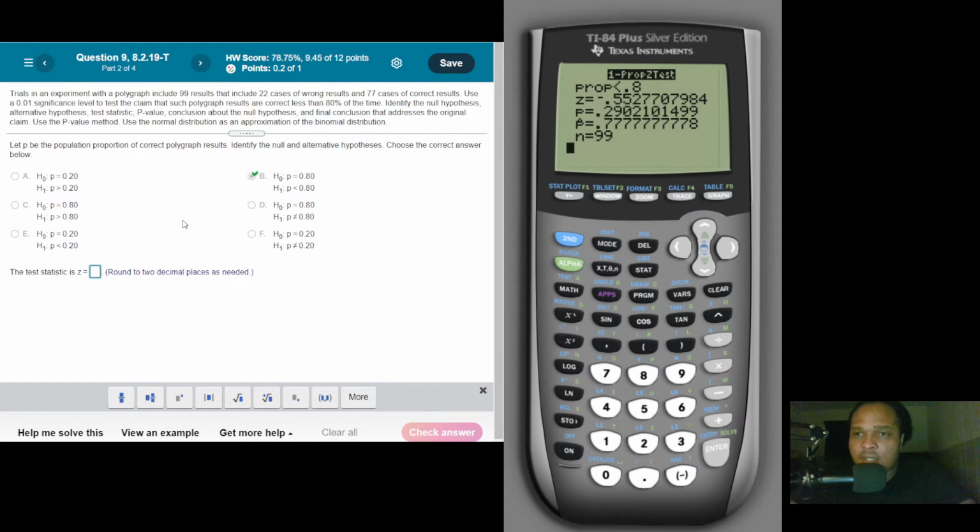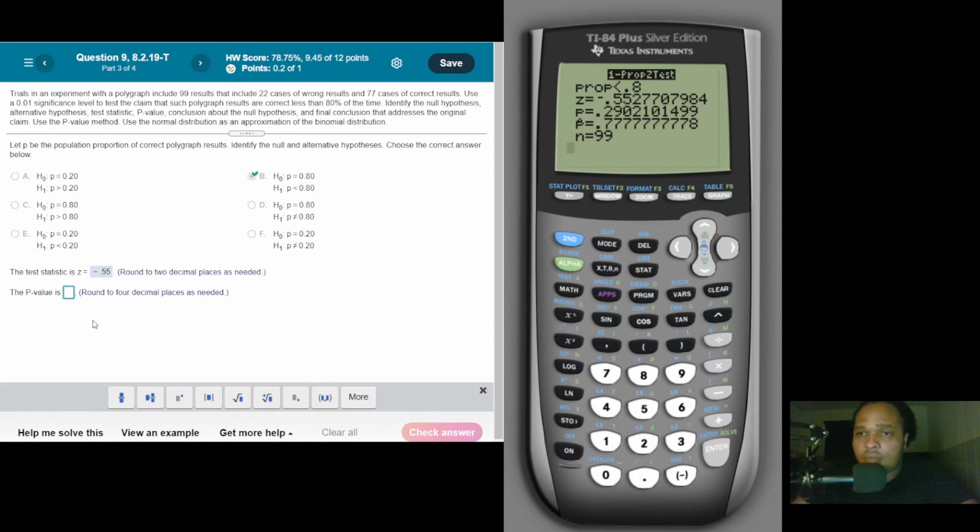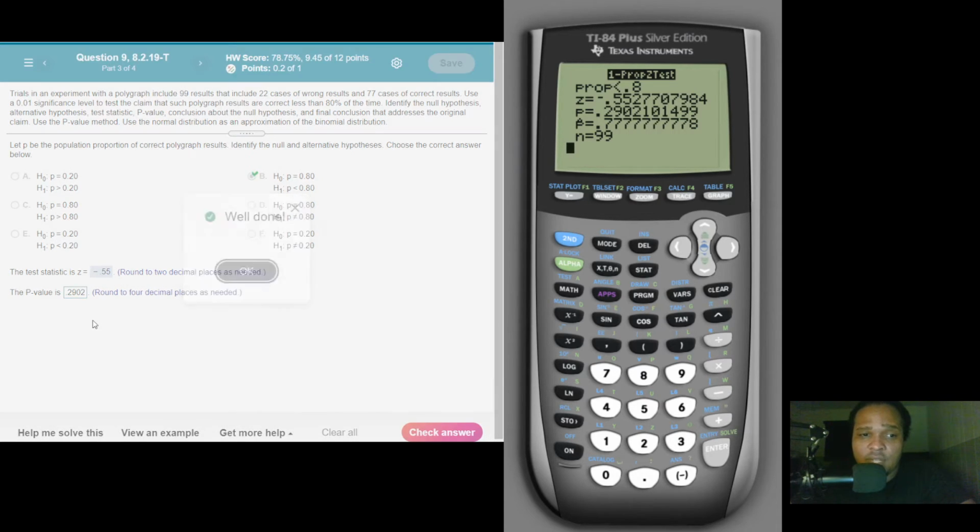All right, test statistic is going to be whatever your Z is, negative 0.5, 2 decimal places. Well done. P-value. And you see, this is all we do in these. If you have good technology, use it and abuse it. It'll take you right through the course.